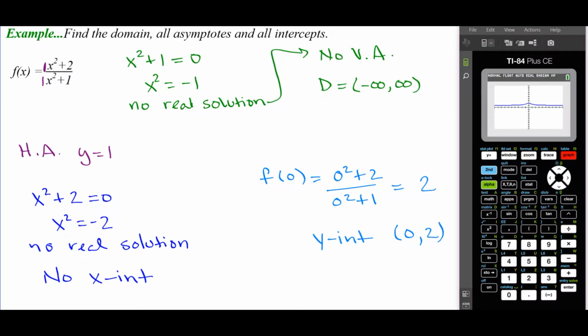Taking a look at this graph, we can just use this to confirm the information that we came up with. We can see that we have a domain of all real numbers here. We don't have any vertical asymptotes. We would have a horizontal asymptote at y equals 1, and then if we want to check our intercept, we can do second trace value at x equals 0, and we see that we have a y value of 2 there.